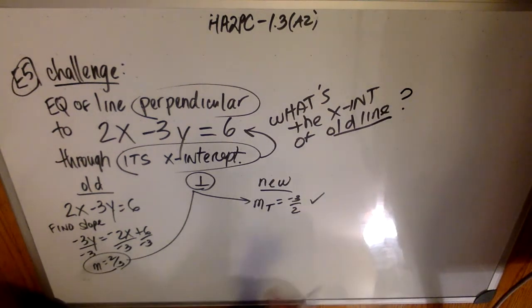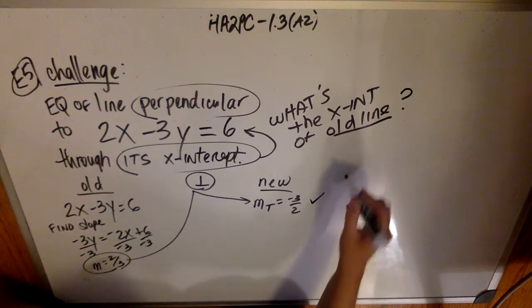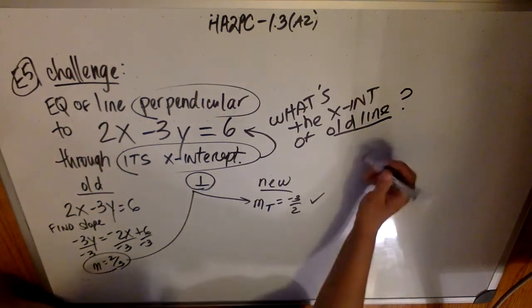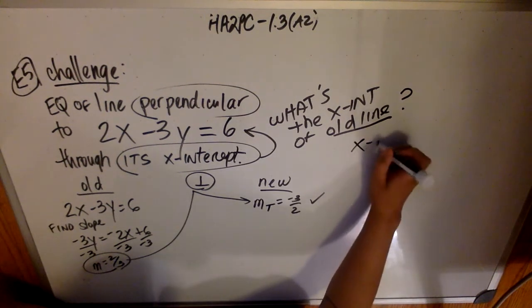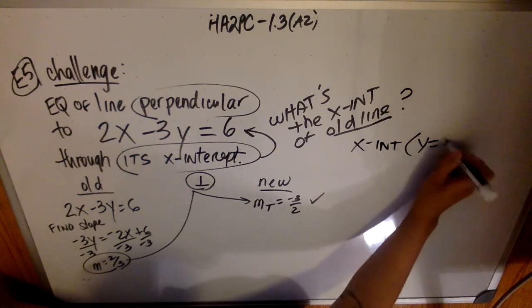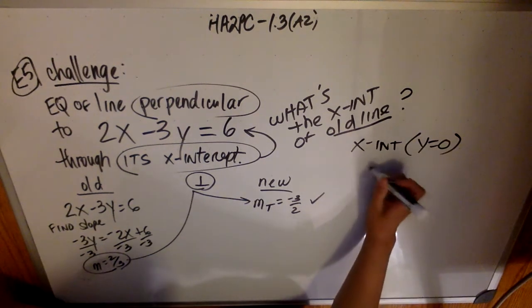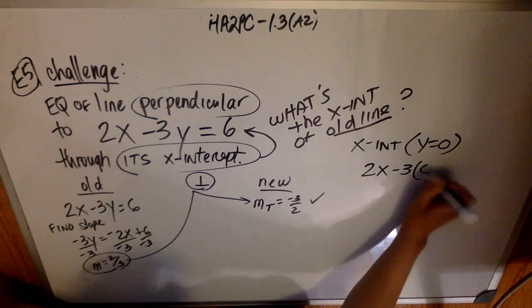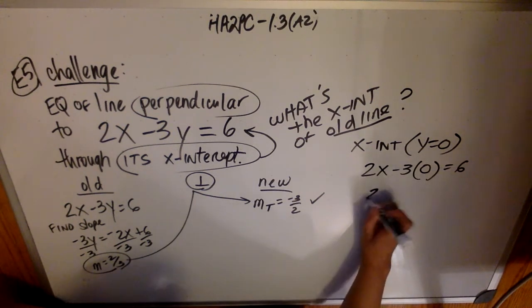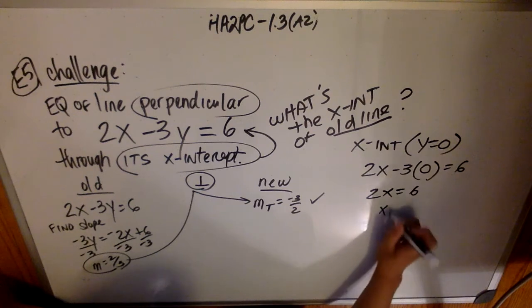So remember, if you think back to when we talked about graphing by intercepts, what it means to be the x-intercept, so I'm going to do this over here because I was a little out of space, what it means to be the x-intercept is that y equals 0, right? You intersect the x-axis because y is 0. So 2x minus 3 times 0 is 6, 2x is 6, x must be 3.